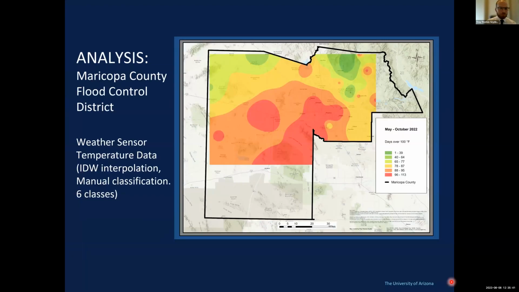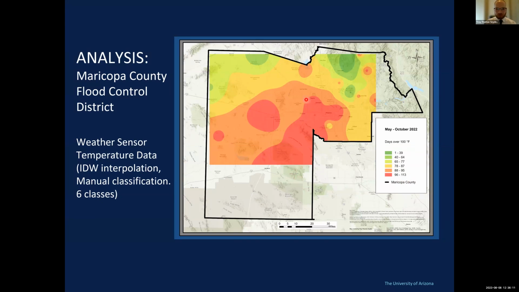So this is the first map that I produced. It uses the IDW interpolation. Basically, it takes the number of days from May to October 2022 that were over 100 degrees Fahrenheit. And so I mapped them based on colors. So the lighter colors are lower temperatures, and darker to red colors are higher temperatures or higher number of days.